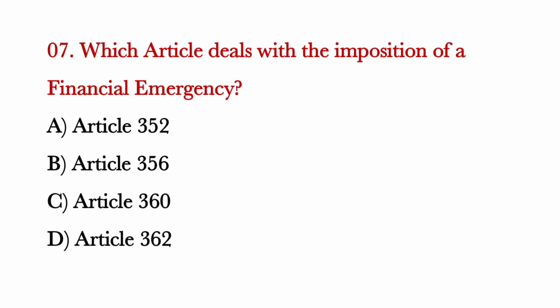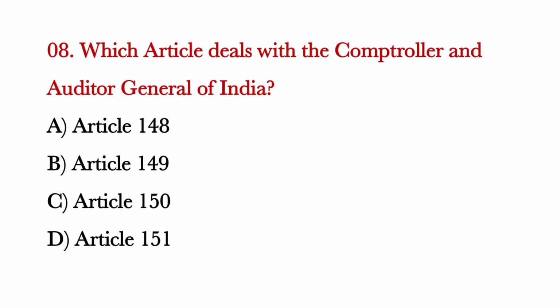Which article deals with the imposition of a financial emergency? Correct answer is option C, Article 360. Which article deals with the Comptroller and Auditor General of India? Correct answer is option A, Article 148.